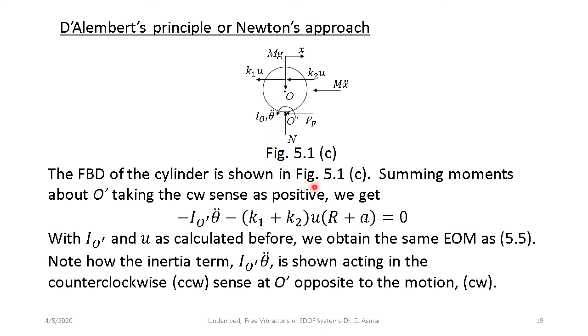Now, summing moments about O prime and taking the clockwise sense as positive, we get minus I O prime theta double dot minus K1 plus K2 times U times R plus A equals 0. Now, of course, we've calculated I O prime and U before, and if you put in the numerical values of I O prime and U in this equation, you will obtain again equation 5.5. And that is the end of Newton's method applied to this problem.